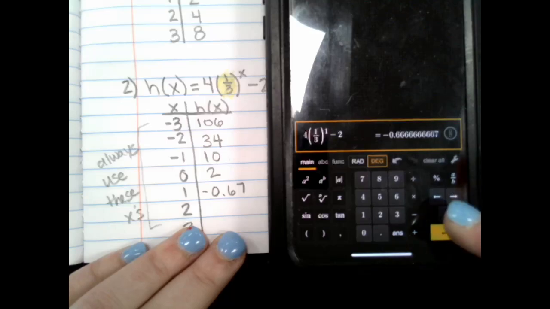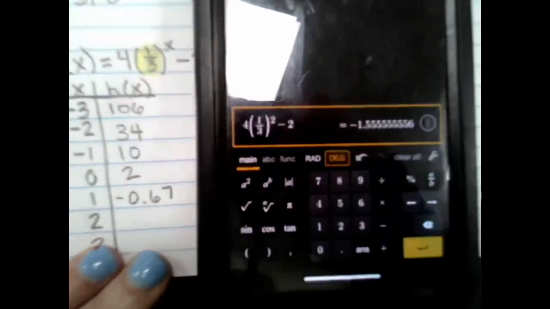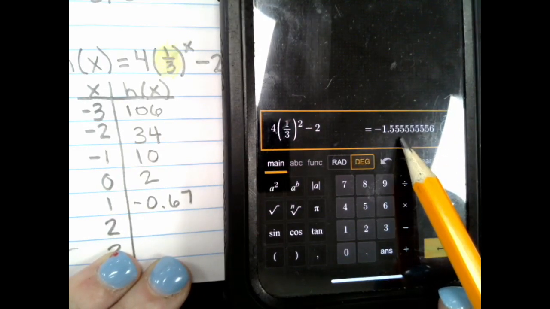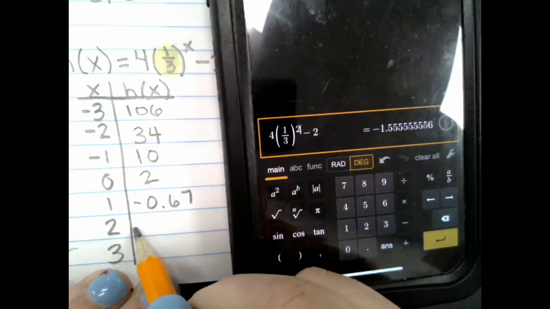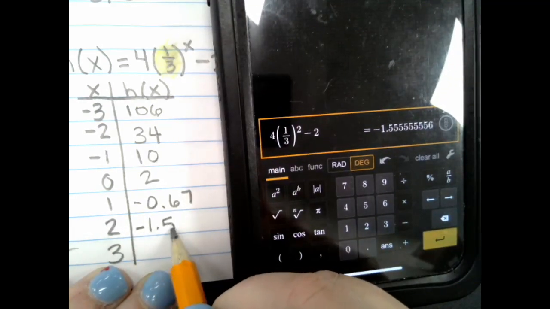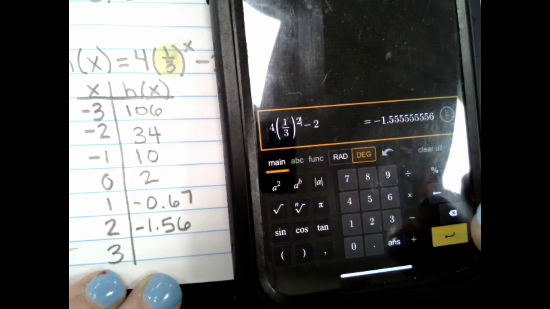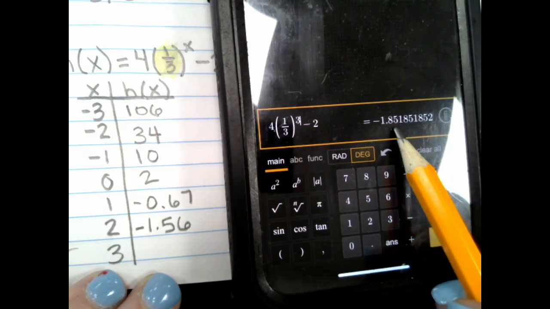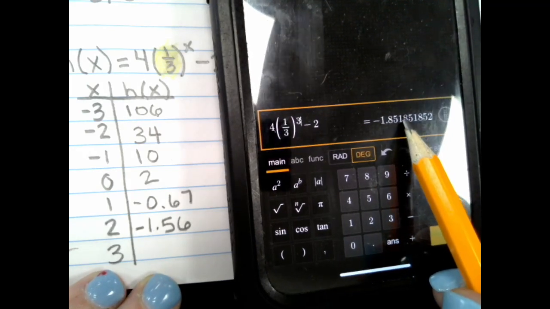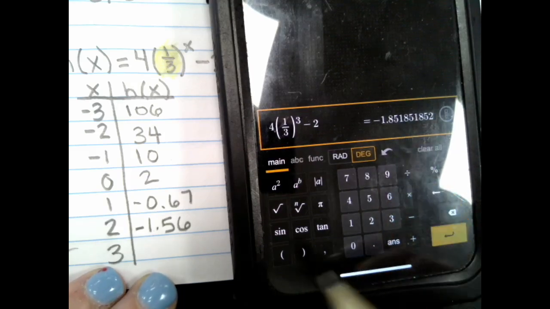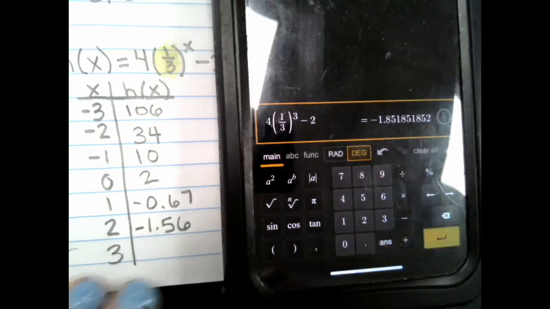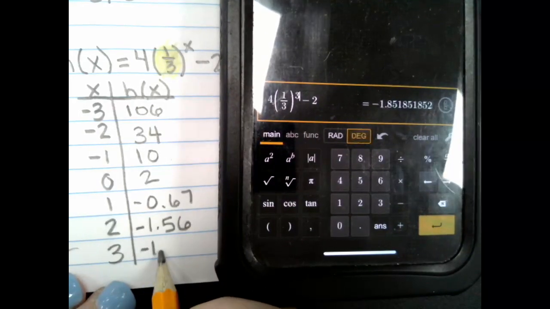Okay, now instead of 1, we're going to put in 2. We get -1.555555555. So do we want to keep it at 55 or round to 56? Round to 56. Delete the 2, we'll put in a 3. Oop, this one changes. -1.851. So does that 1 tell me to keep it at 85 or change it to 86? That would tell me to stay at 85. So -1.85.